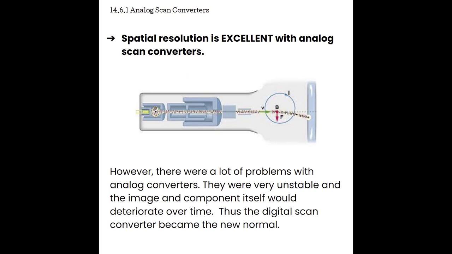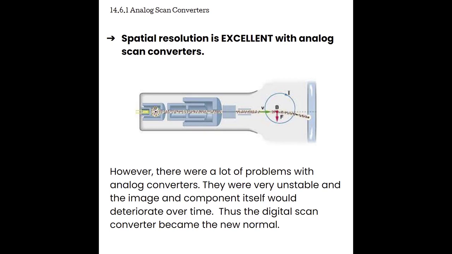Now, I had mentioned that our current modern scan converters are digital. Early iterations of ultrasound machines had what we called analog scan converters. And the cool thing about analog scan converters is that they had excellent spatial resolution. They could take a lot more information from the receiver and process it for the display.